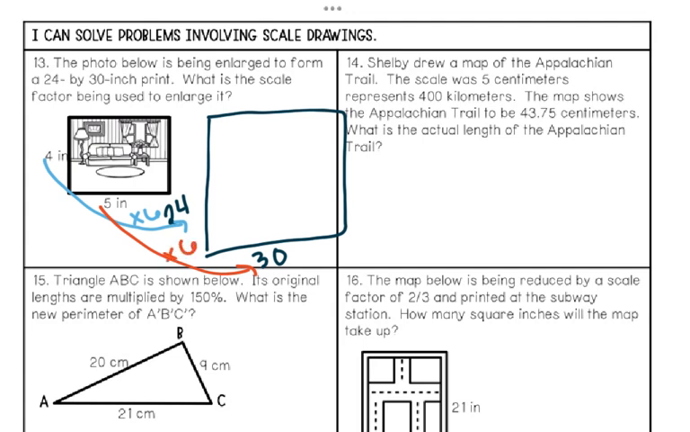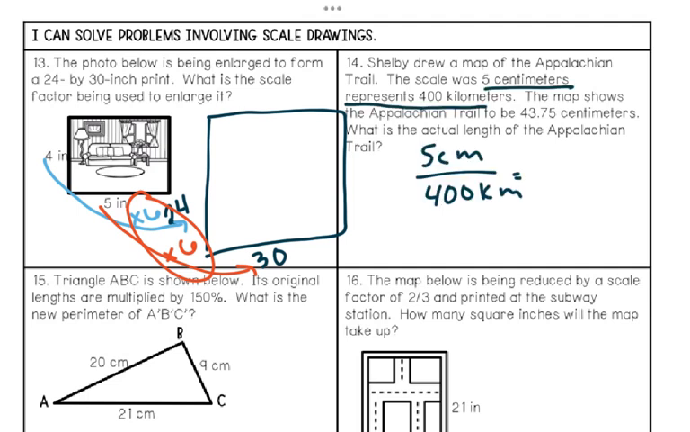So the scale factor is 6. On 14, Shelby drew a map of the Appalachian Trail. The scale was 5 centimeters represents 400 kilometers. The map shows the Appalachian Trail to be 43.75 centimeters. What is the actual length of the Appalachian Trail?